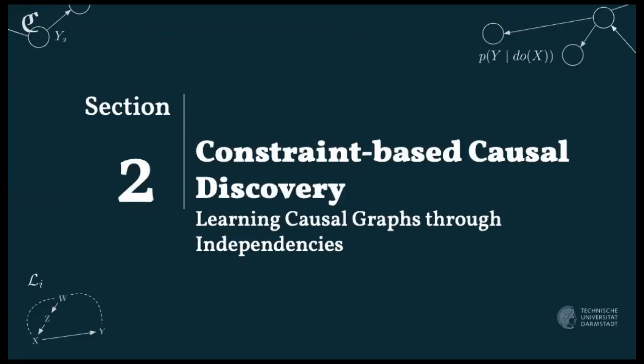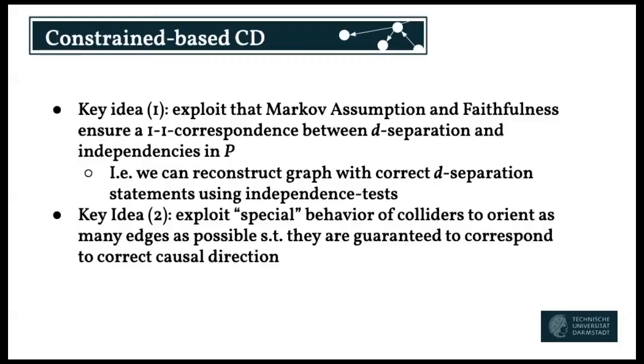So let's start with the second section and the first family of causal discovery algorithms, which are named constraint-based causal discovery, as they employ certain constraints and use independence tests for recovering the structure. So the key idea is that we have the Markov assumption and the faithfulness assumption, which imply a one-to-one correspondence between d-separation and independencies in the distribution. And we can exploit this because we can then reconstruct the graph with the correct d-separation statements.